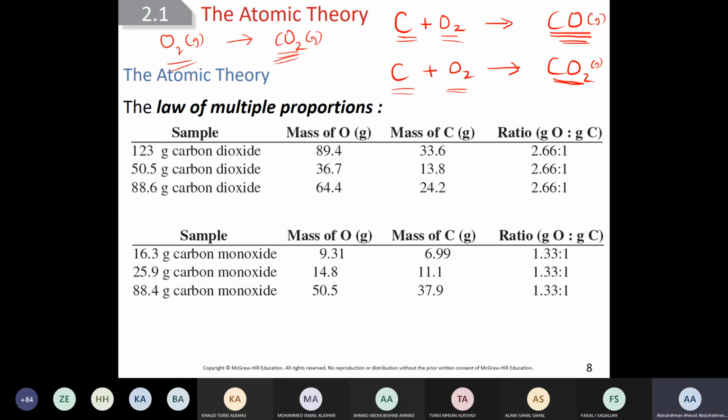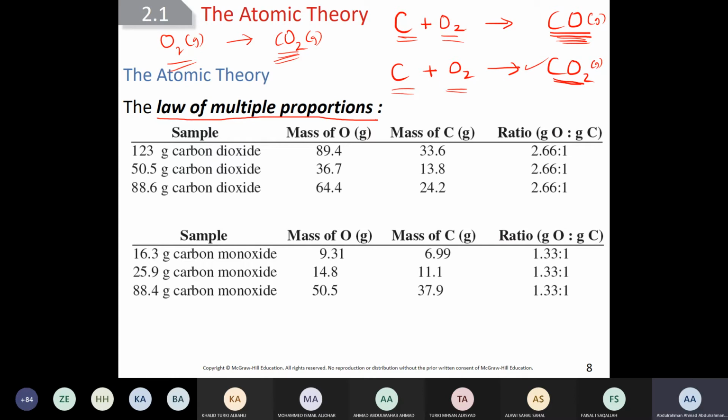But this one, plants are using it to make oxygen. And this one is very dangerous for us and even for plants. Even if a plant takes in CO, it will die right away. Is this clear? Good. Now, these two compounds are different, but there is a relation which we are going to talk about, which is the law of multiple proportion.